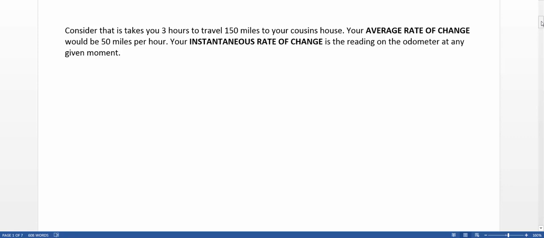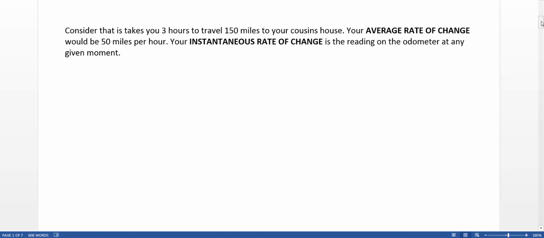Now, your instantaneous rate of change is going to be the speed that you're going at any given moment. So if you're driving to your cousin's house and you look down at your odometer and it says you're going 75 miles per hour, that's your instantaneous rate of change, because at that moment, that is how quickly your position is changing. So instantaneous rate of change is really what's happening at one particular moment. And we're going to use average rates of change to be able to calculate or to get a good approximation of this instantaneous rate of change. This is a method we use a lot in mathematics where we use something we know to try to figure out something we don't know.